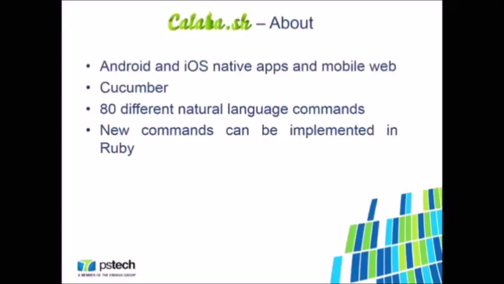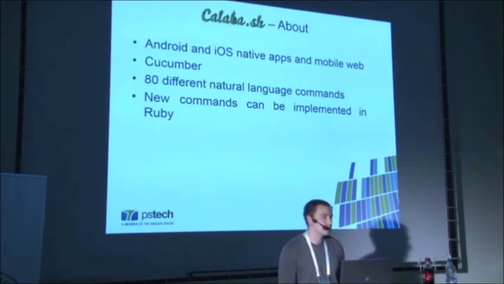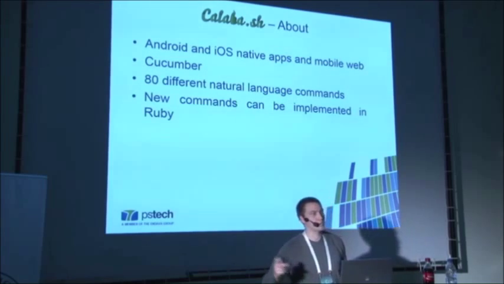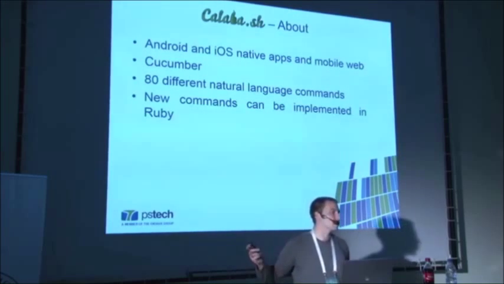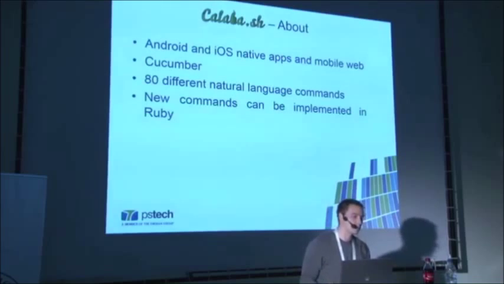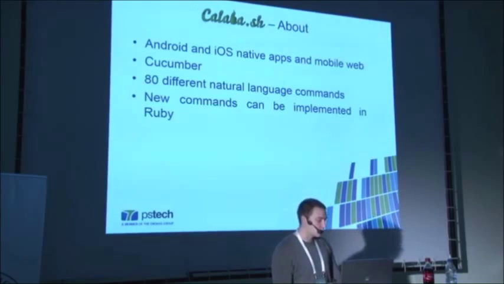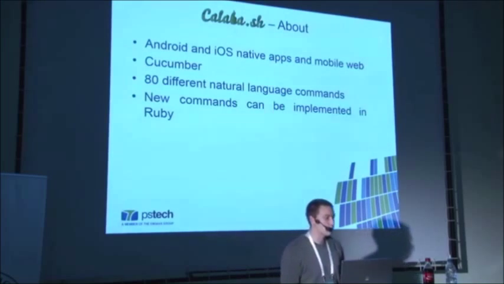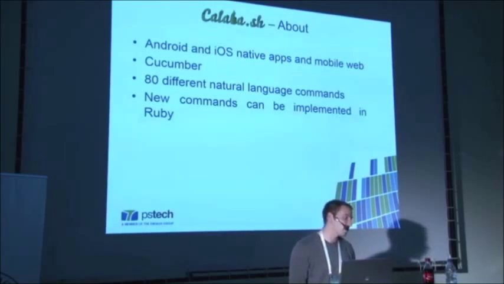Calabash has support for Android and iOS native applications, and also for mobile web. All the tests are written using Cucumber. Cucumber has about 80 different natural language commands, which actually means you're defining in English language: when I press the button 6 and when I press the button 2, I can see the result in our display, which is 62. Of course, if you want, you can create your own commands and implement them using Ruby.